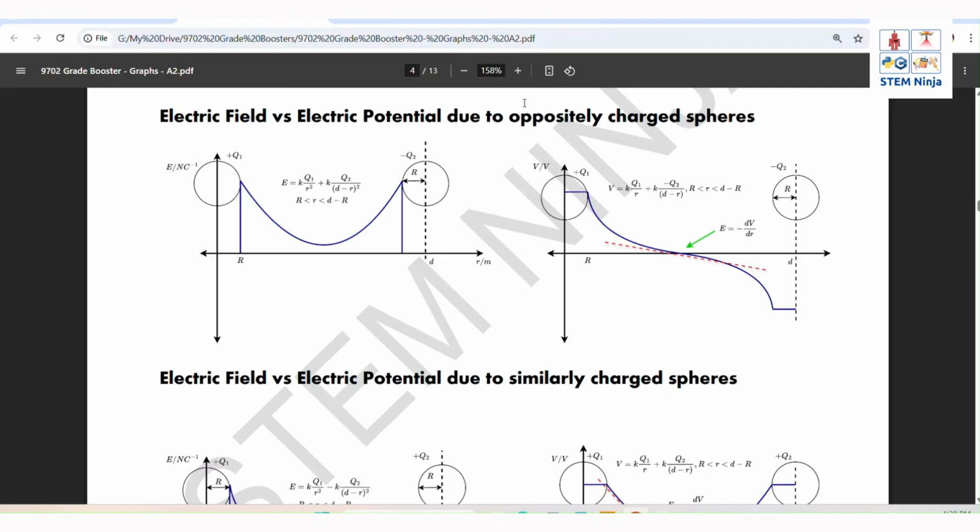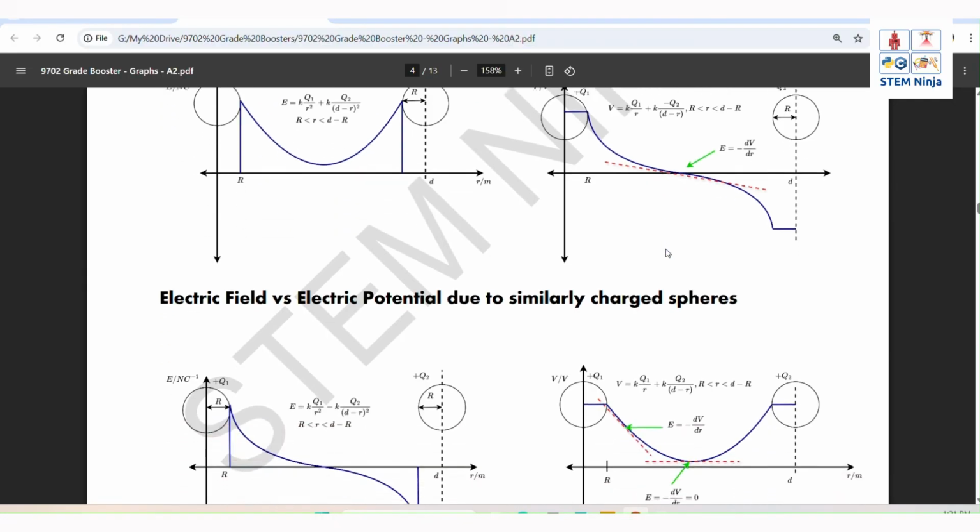If they're oppositely charged, the electric field never goes to zero because the electric field is in the same direction. It goes from positive to negative. So it will have a lowest point, but will never be zero. Potential, on the other hand, will go to zero.